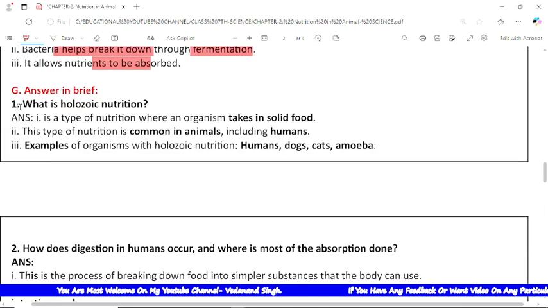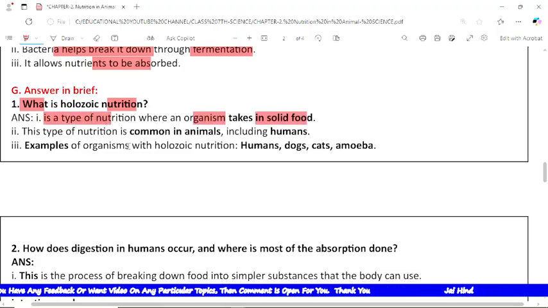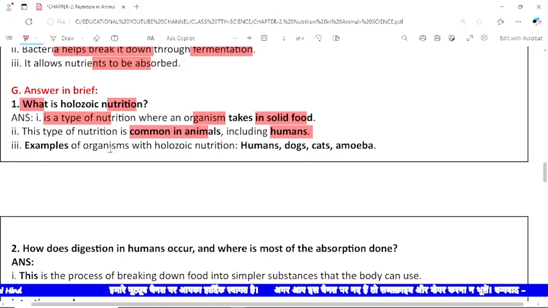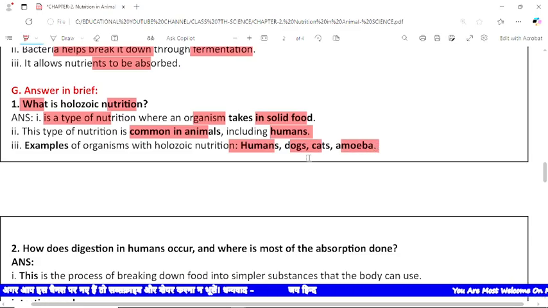The first question is what is halozoic nutrition? It is a simple question. It is a type of nutrition where the organism takes solid food. Generally, we take solid food, and we are the best example of this. This type of nutrition is common in animals including humans. The examples are humans, dogs, cats and amoeba. These are the examples of halozoic nutrition.